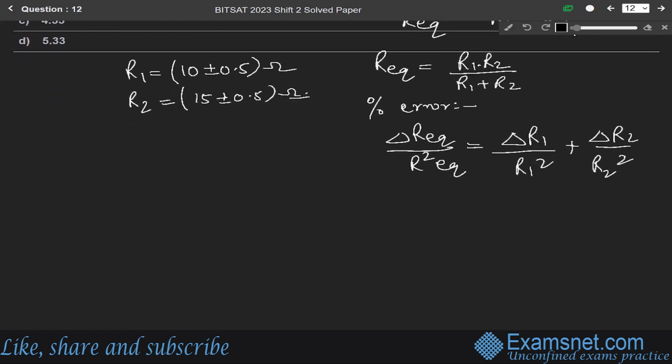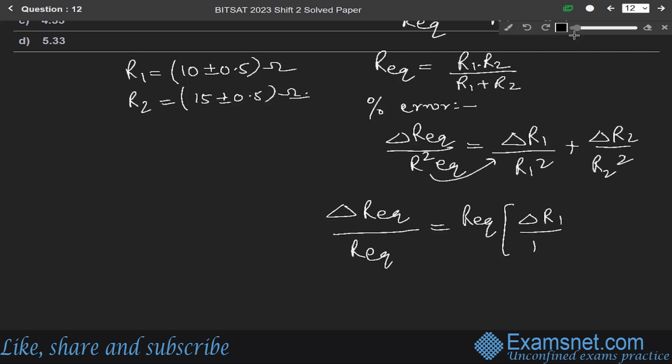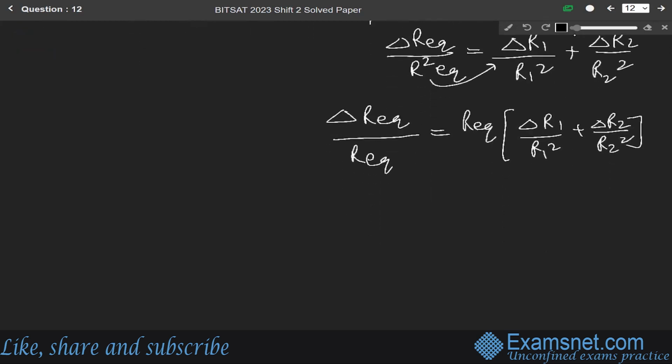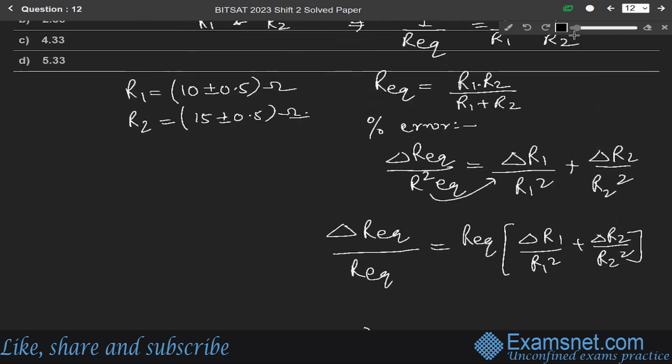Okay. So this delta R equivalent over R equivalent will be equal to, taking one power here, delta R1 over R1 square plus delta R2 over R2 square. Okay. Now just put the value. R equivalent will be equal to R1 into R2 over R1 plus R2.